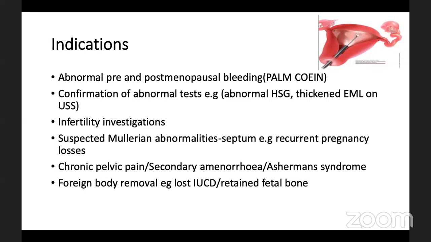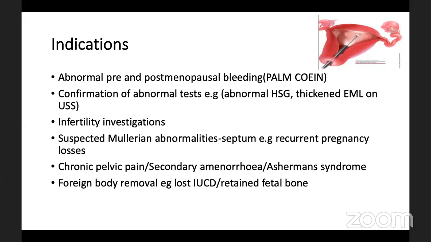Sometimes there's infertility, and you can do it as an investigation to check for things like submucosal fibroids, polyps, and cornual blockage. In women with recurrent pregnancy losses, where we suspect Mullerian abnormalities or a uterine septum, you can also do a hysteroscopy. Some women have chronic pelvic pain or secondary amenorrhea, suspecting Asherman syndrome, adhesions there. That's the test of choice.